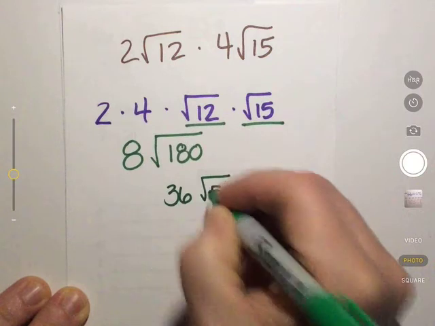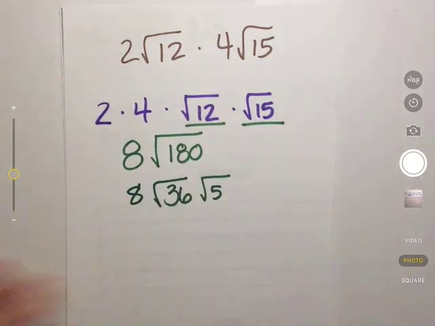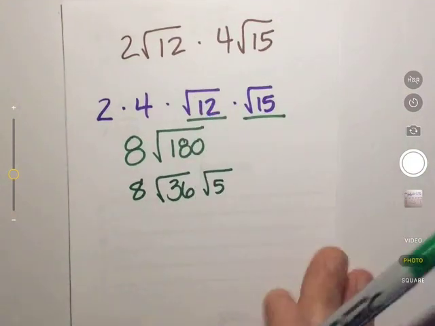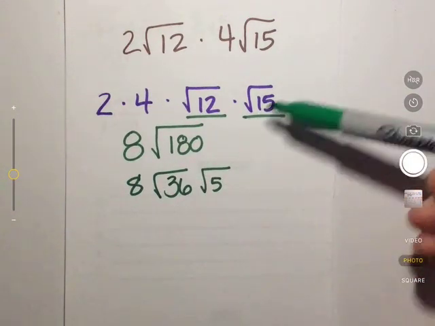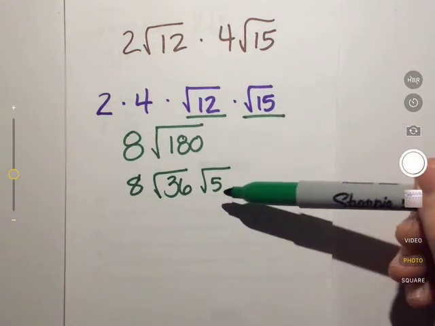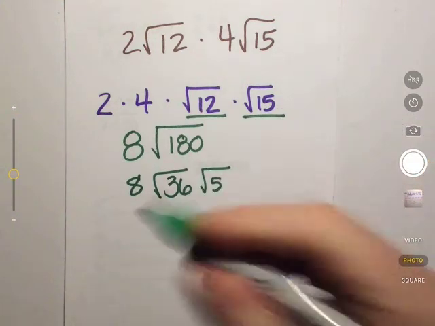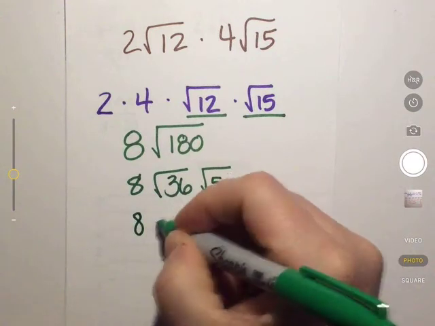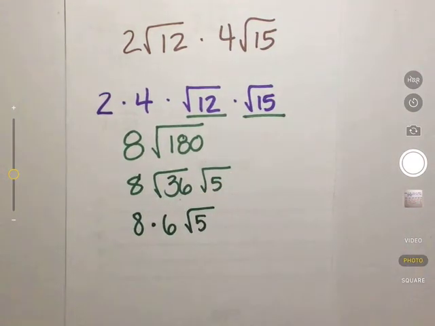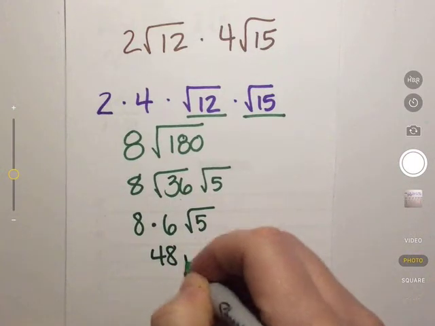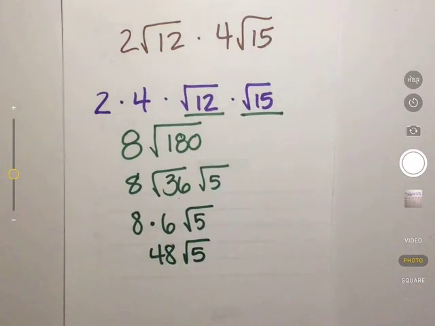times 5. And now it almost looks like we're going backwards because we took two square roots and made them into one, and now we broke it back apart. This is for the multiplying step. This is for the simplifying step. Okay, so 8, take this, the square root of 36 is 6, and 5 stays inside. So I get 48 times the square root of 5.